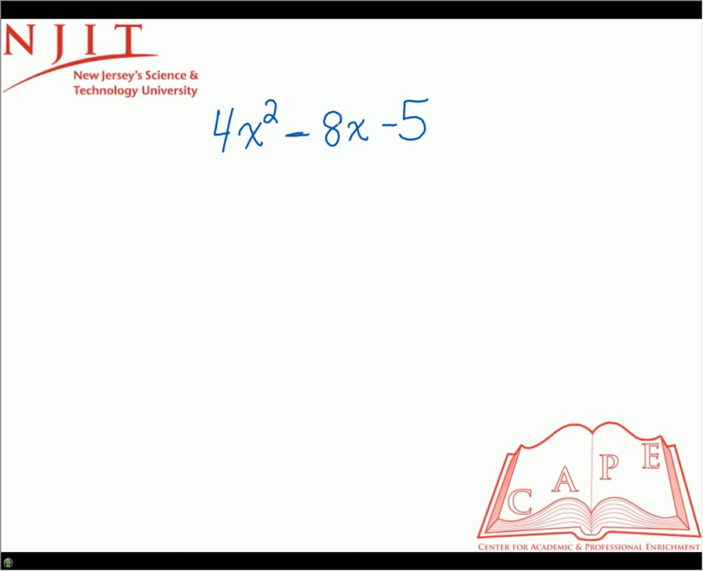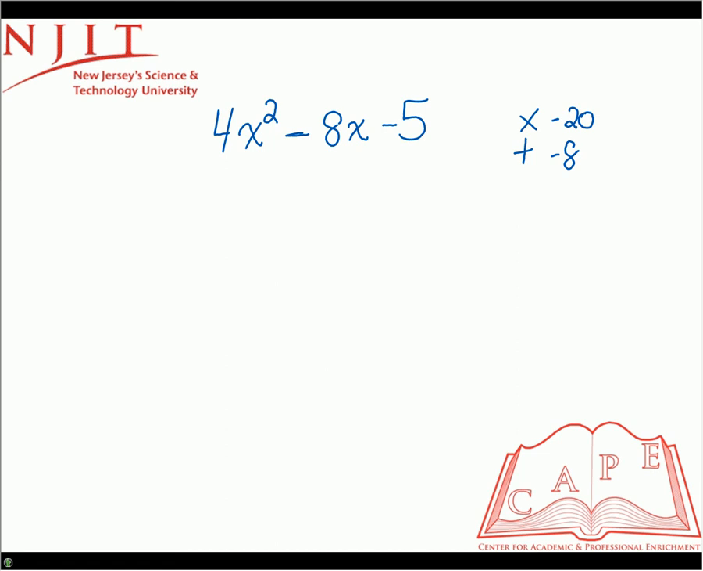So in this case, you want 2 numbers that multiply to be the product of 4 times minus 5, which is minus 20. And the 2 numbers also have to add up to be minus 8. So what are 2 numbers that multiply to be minus 20 and add up to be minus 8? That would be a minus 10 and positive 2.